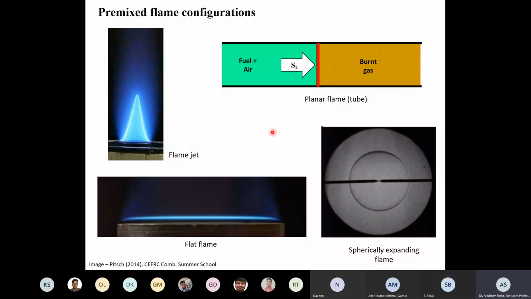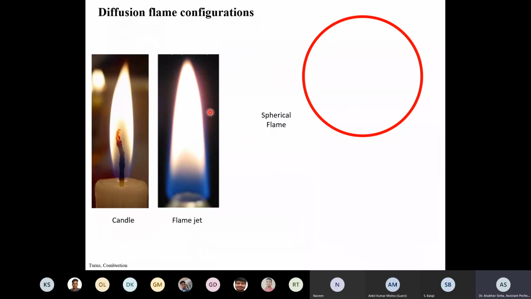So this is what we talked about for premix. Now let us go to diffusion flames. For diffusion flames, we have discussed the candle flame. This is basically a solid fuel. We are burning a solid fuel, evaporating it. Then we have a flame jet. This is a methane flame jet. So just take a nozzle, inject methane and burn it.